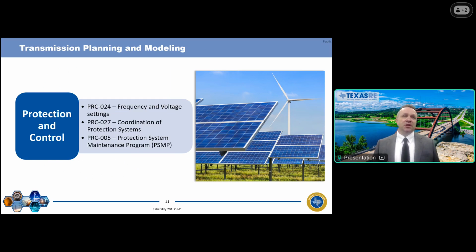PRC-027, coordination of protection systems. The purpose of this standard requirement is to maintain coordination of protection systems to detect and isolate faults so that those protection systems operate in the intended sequence. And PRC-005, Protection System Maintenance Program, PSMP, is to document and implement programs for the maintenance of all protection systems, automatic reclosing, and sudden pressure relays so that those are kept in proper working order.